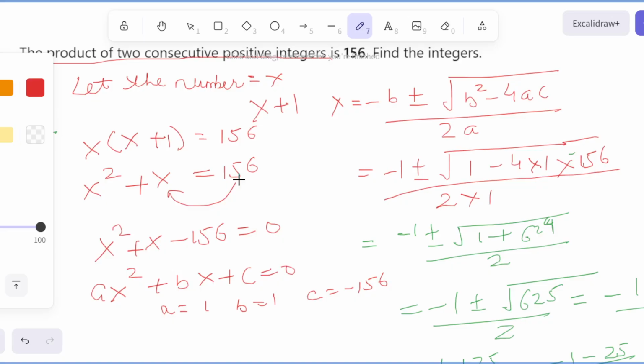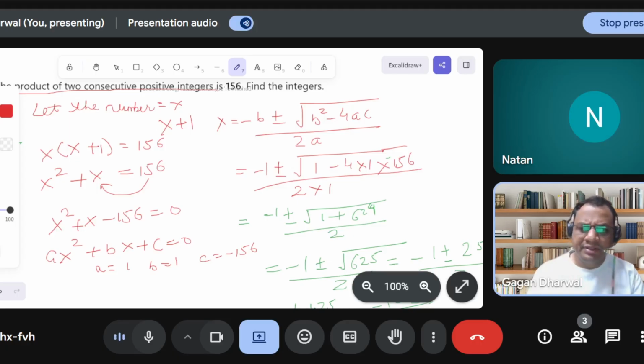And then we compared it with the standard quadratic equation, and from there we get the values of a, b, and c. Then we input these values of a, b, and c into the quadratic formula, and from there we get two values of x, basically 12 and minus 13. Minus 13 was ruled out because the question says these are positive integers, so we went with 12. So if x is 12, the next number will be 12 plus 1, which is 13. That's what this question was all about.